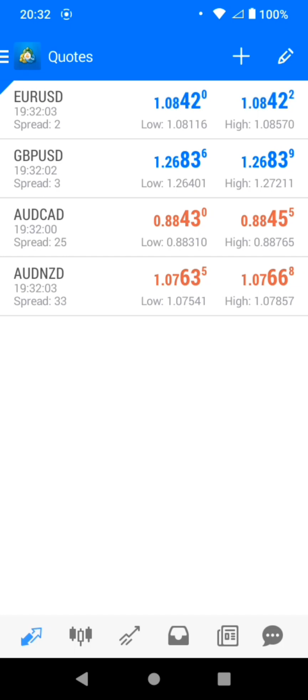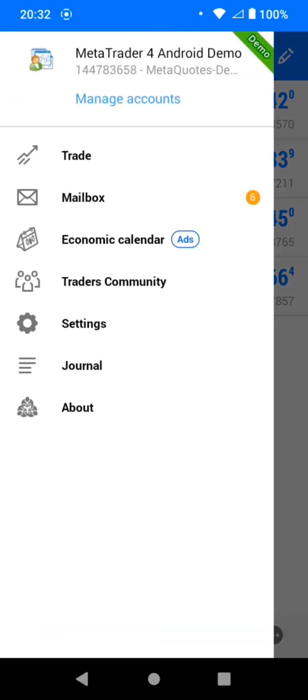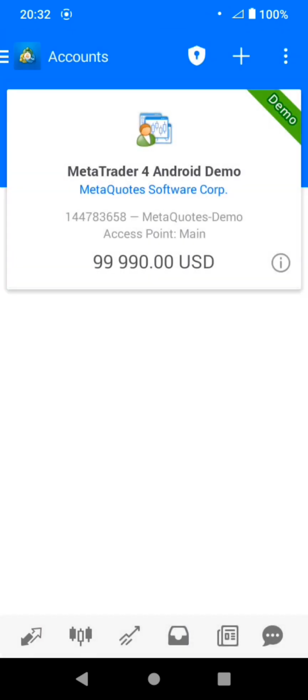So now let's say you want to connect your brokerage account into the MT4. What you are going to do, you come to the top, you see these three icons here, just press this one. Then you are seeing your manage account. Press this word manage account. Then you are seeing this plus at the top here where this cursor is.